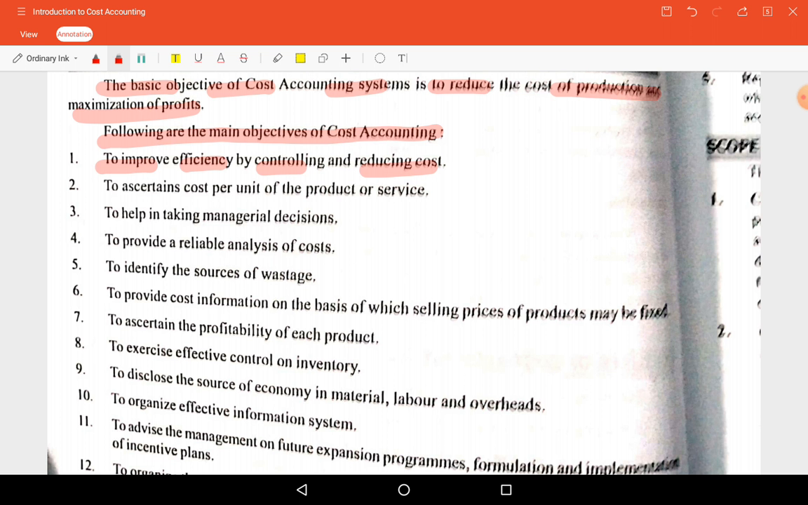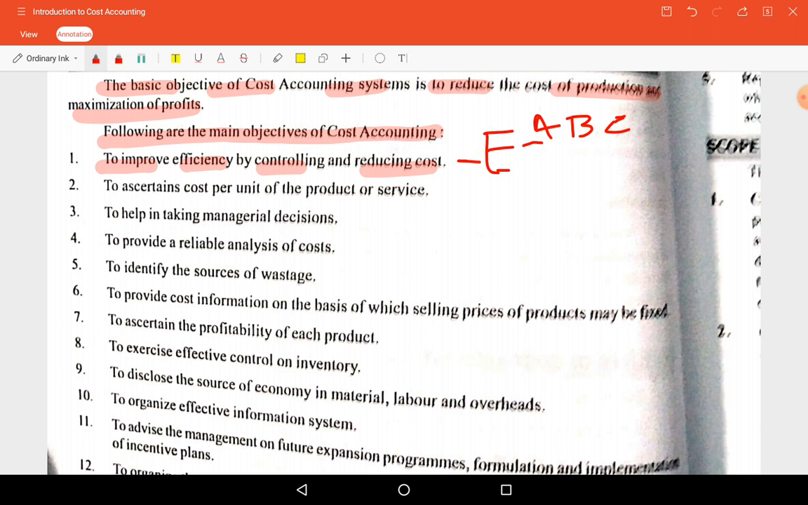Suppose, for inventory management, materials will be classified as A, B, C category. We say ABC analysis. It tells which material should be given much importance for control purposes and other purposes.